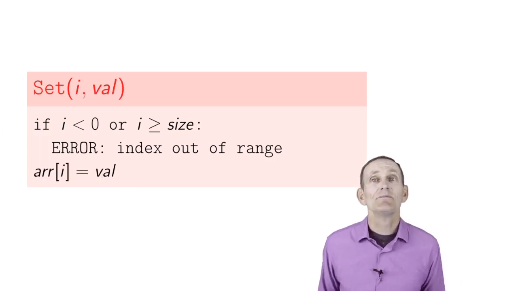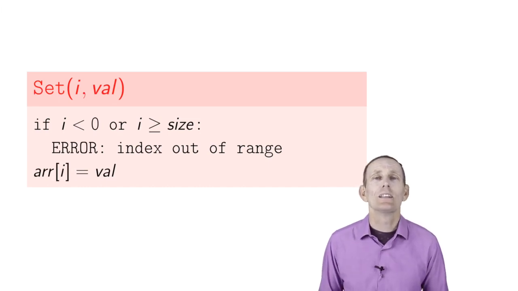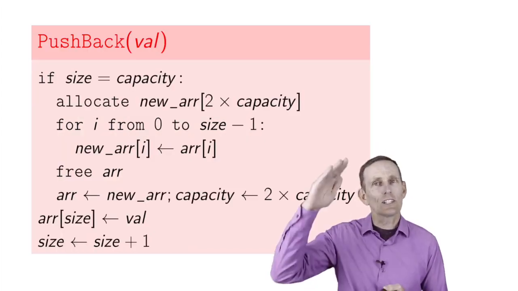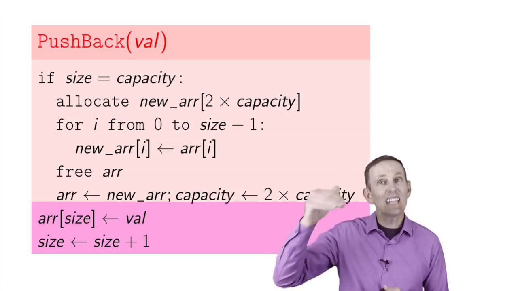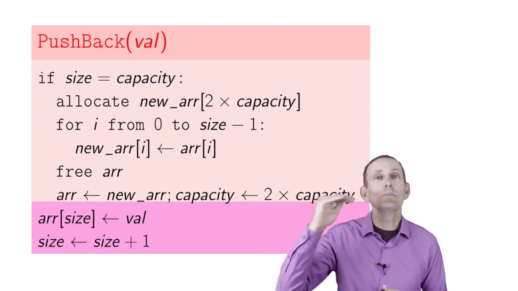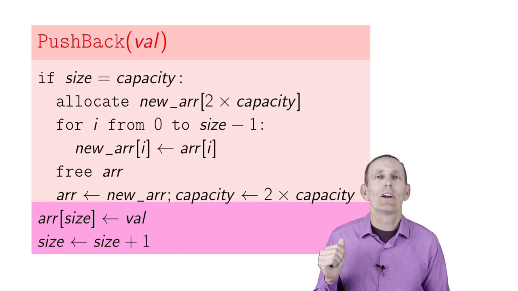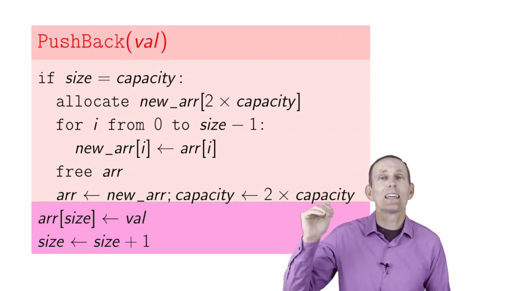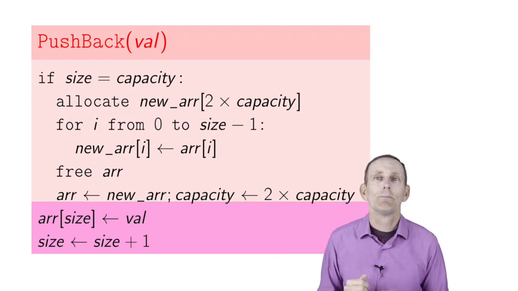Set is very similar. Check to make sure our index is in bounds, and then if it is, update index I of the array to val. Pushback is a little more complicated. So let's actually skip the if statement for now and just say that there is empty space in our dynamic array. In that case, we just set array at size to val and then increment size.